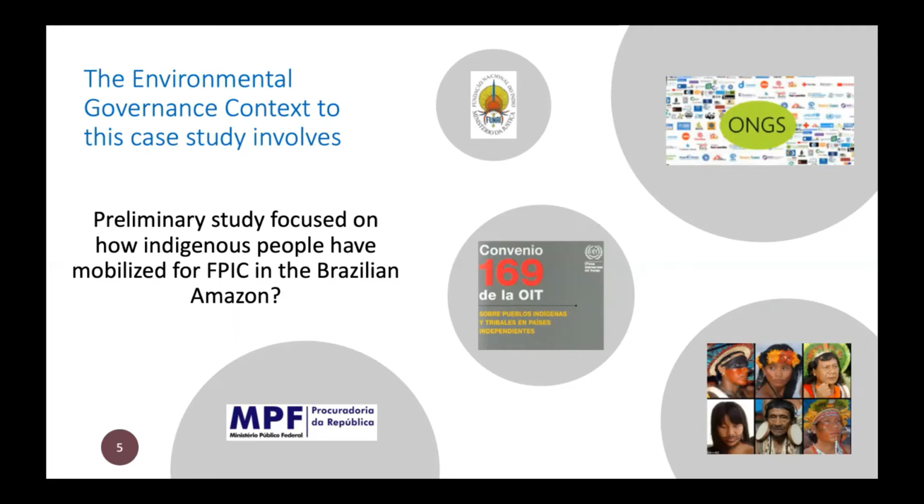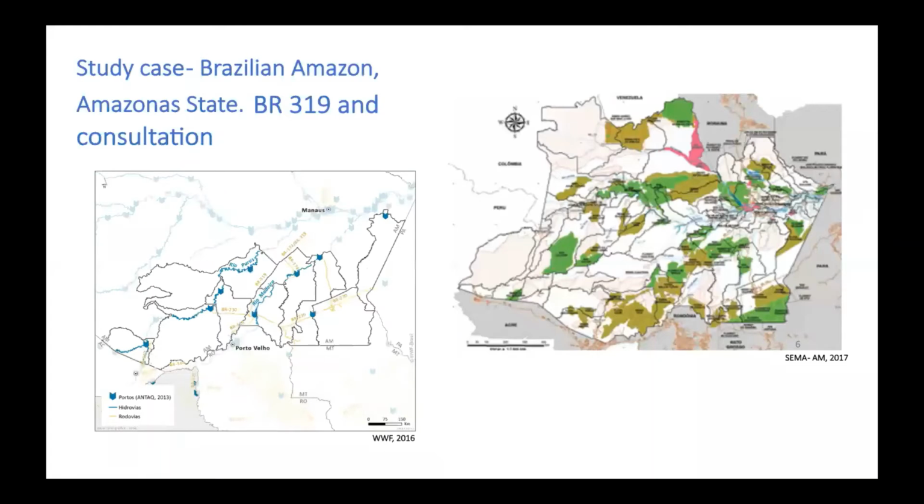This is the broader context of the study. The specific region is in the Amazonas state, as you can see here, and the BR-319 highway connects the capital of Rondônia, Porto Velho, to the capital of Amazonas, Manaus.